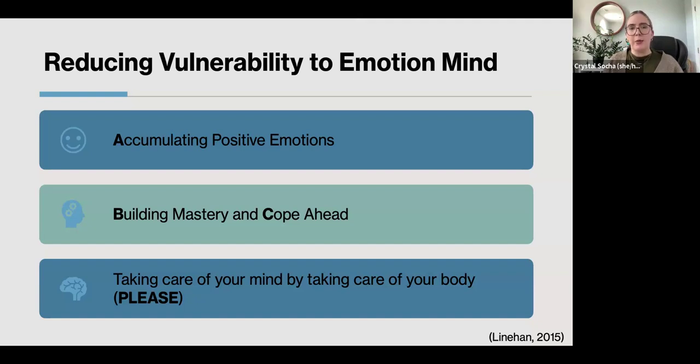We know that it's not appropriate or ethical to talk about nutrition advice or movement advice, but exploring ways that this person can feel confident in taking care of their mind by taking care of their body could just be talking about sleep hygiene. Surrounding myself with positive people, love that.